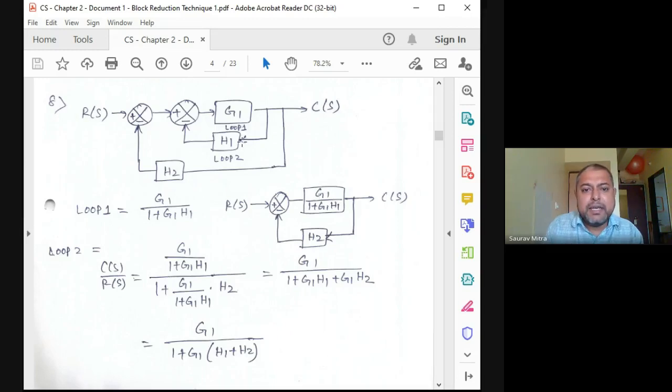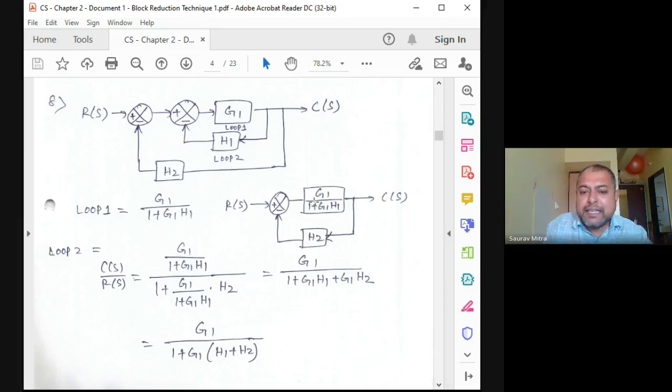So after this, the step is here, and you have to say that the whole loop 1 is having a transfer function of G1 by 1 plus G1 H1. And whenever you are making this G1 by 1 plus G1 H1, this summing point is actually going inside this. So this summing point is getting assimilated inside this transfer function. So this whole transfer function of this loop 1 is G1 by 1 plus G1 H1.